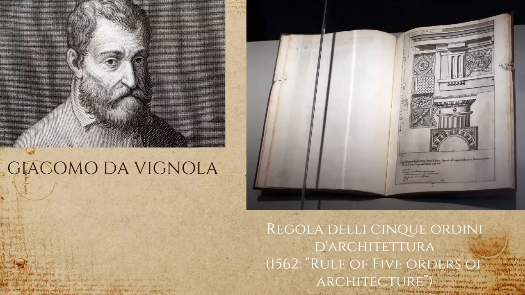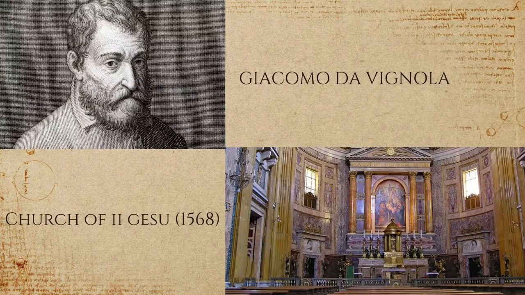The most important architect of this period in Rome was Giacomo da Vignola, who wrote a treatise, Rule of the Five Orders of Architecture, devoted solely to a consideration of architectural orders and their proportions. Like Palladio's book, Vignola's Regola became a textbook for later classical architecture. Vignola's work was the Church of Gesù in 1568.